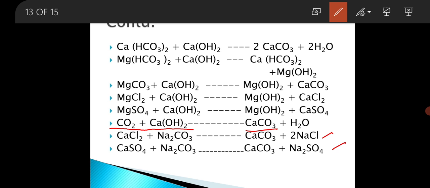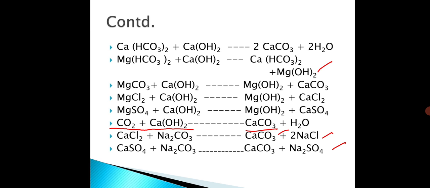So most of the calcium carbonate and magnesium hydroxide which are formed get precipitated and can be sedimented out in the sedimentation tank. So this is all about your lime soda process.